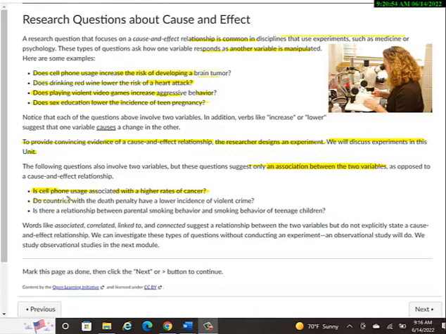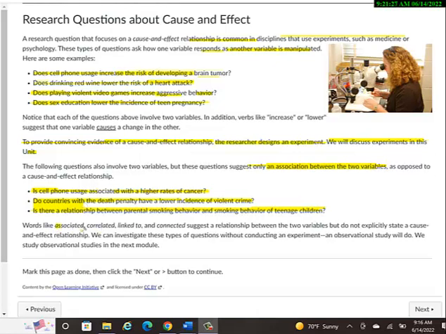And then, do countries with the death penalty have lower incidence of violent crime? So that could be maybe a cause and effect relationship. Maybe one thing causes another, or it could just be that they're associated for some reason. It might not be a causation situation. Is there a relationship between parental smoking behavior and smoking behavior in teen children? So that could be a cause and effect relationship. If kids see their parents do something, they might be more likely to do it. But it could just be associated for some reason that researchers will have to find out.